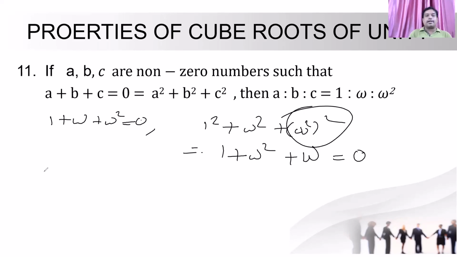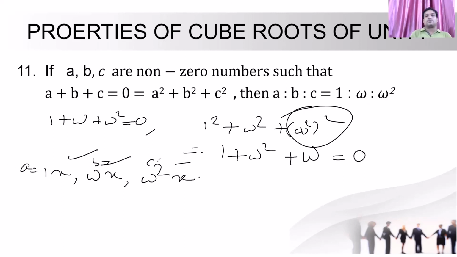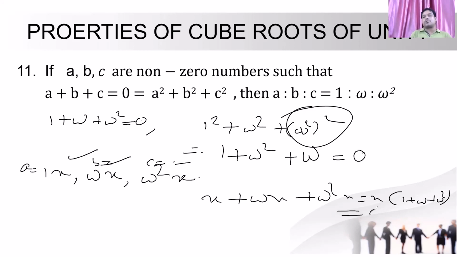So suppose you write 1x, omega x, omega square x. The ratio is given now, 1 is to omega is to omega square. So a, b, c values are, this is the a value, and suppose this value is the b value, this value is the c value. If we add these three, x plus omega x plus omega square x, we take common x into 1 plus omega plus omega square, which is 0. So this property we have also completed.